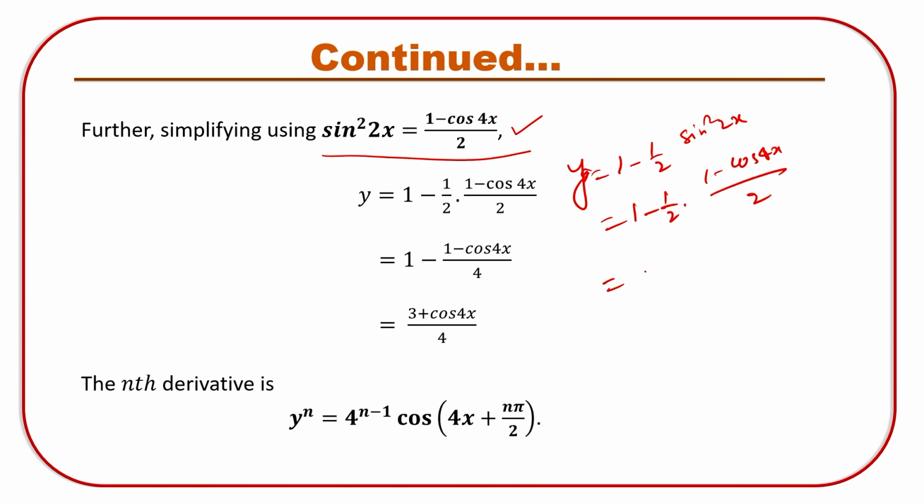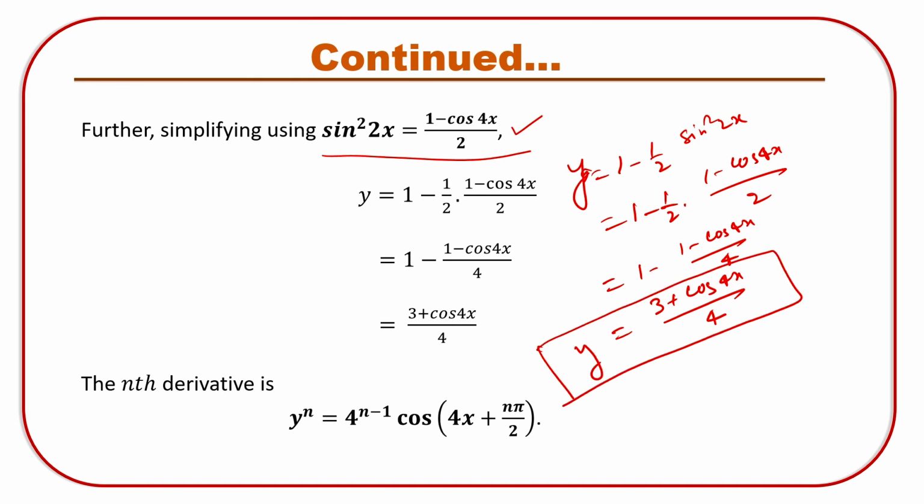So this will be 1 minus half into (1 minus cos 4x) divided by 2. So this is equal to 1 minus (1 minus cos 4x) by 4. So this will be (4 minus 1), that is equal to (3 plus cos 4x) divided by 4. Now we have to find the nth derivative of y equal to (3 plus cos 4x) by 4.